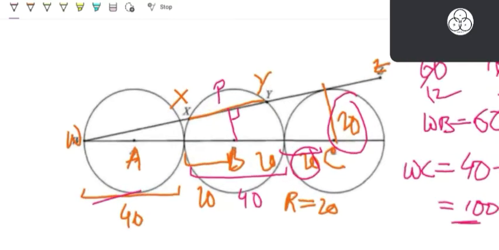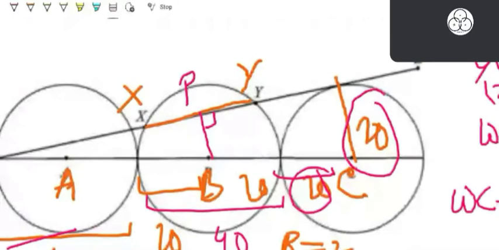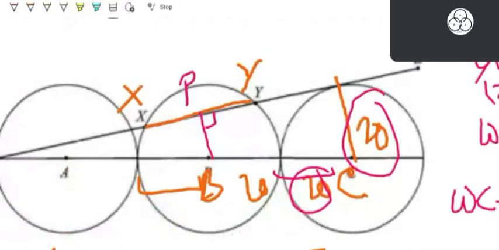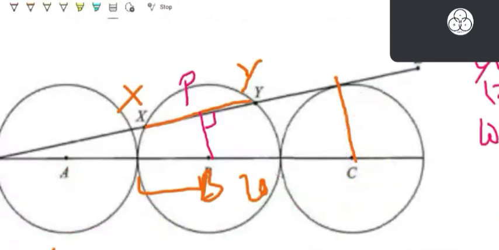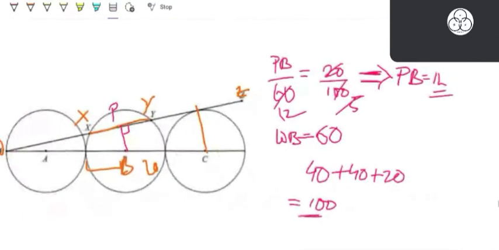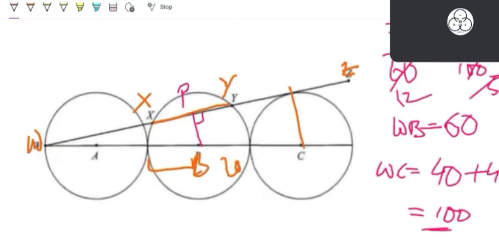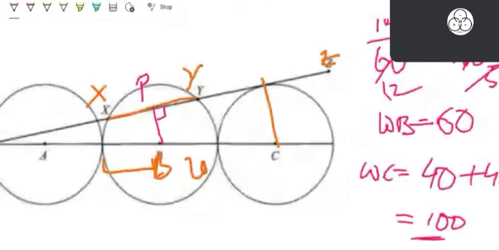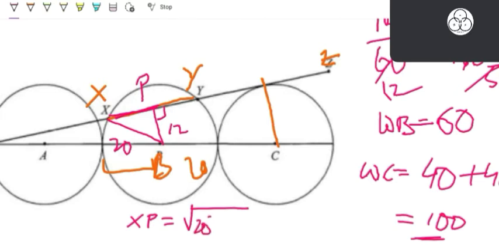Just let us focus on this circle. We have the length of PB. Let me erase all this. You have the length of PB, which is equal to 12. You have the radius of each circle, which is 20. You can easily find out the length of XP, right? Root of 20 square minus 12 square.